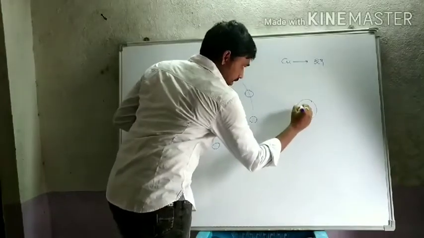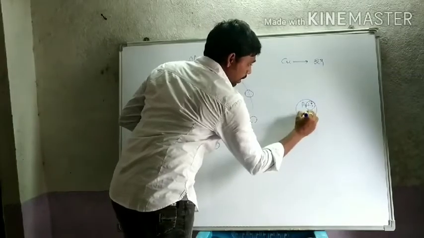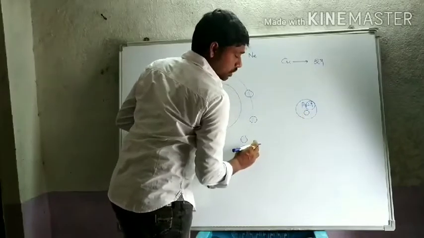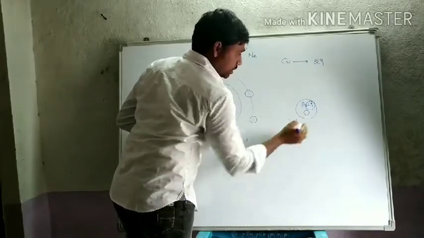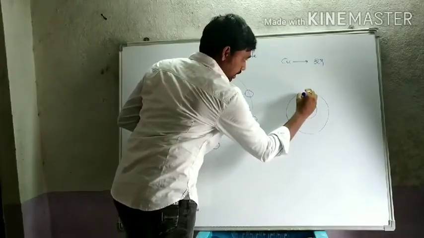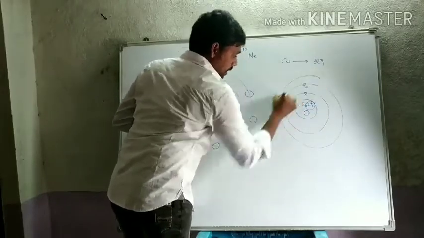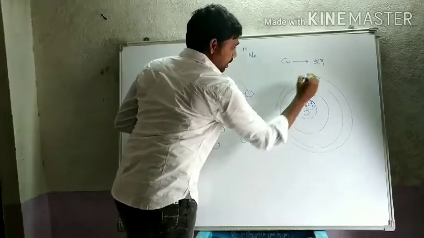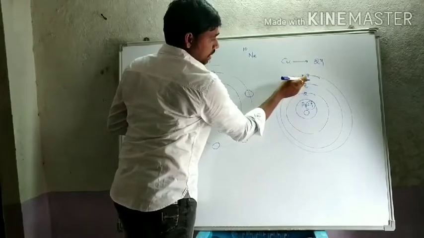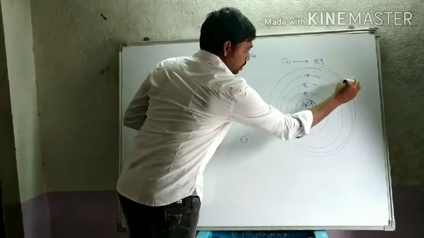Coming to copper, the atomic number is 29. In the nucleus there are a total of 29 protons, and the neutrons are neutrally charged; they don't have any kind of charge. Around the nucleus there are electrons. In the first shell there are 2 electrons, in the second shell 8 electrons, and in the third shell 18 electrons. If you count, 2 plus 8 is 10, 10 plus 18 is 28. In the fourth shell there is only 1 electron.